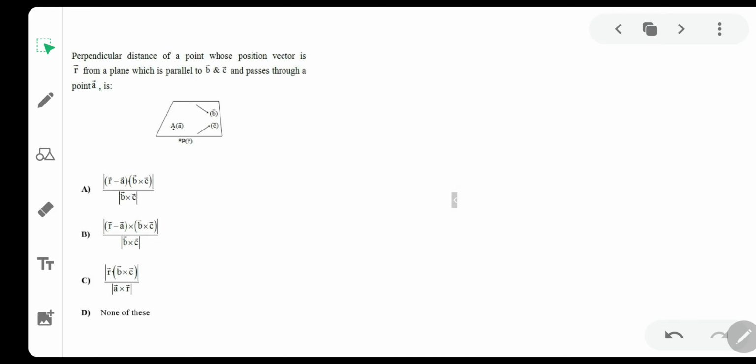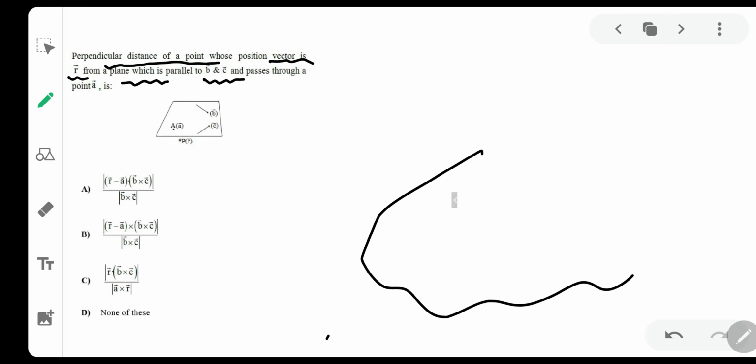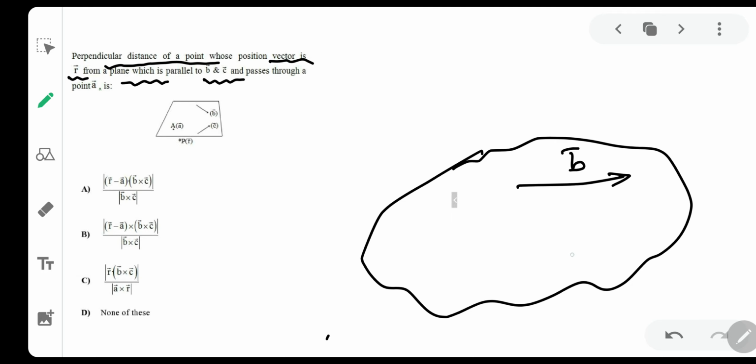Now today one of our students has asked us this doubt: the perpendicular distance of a point whose position vector is r bar from a plane which is parallel to b bar and c bar and which passes through a point a bar. So let us just make a plane. This is our plane, and this plane has b bar parallel to it and c bar parallel to it. Very well. And this plane is passing through a point A whose position vector is a bar.